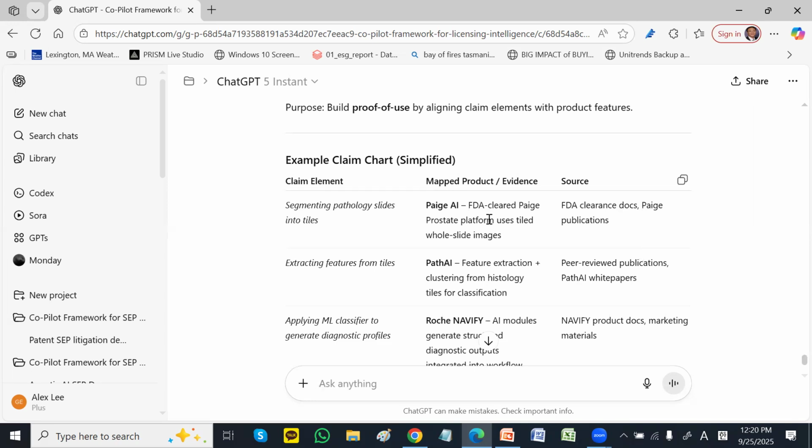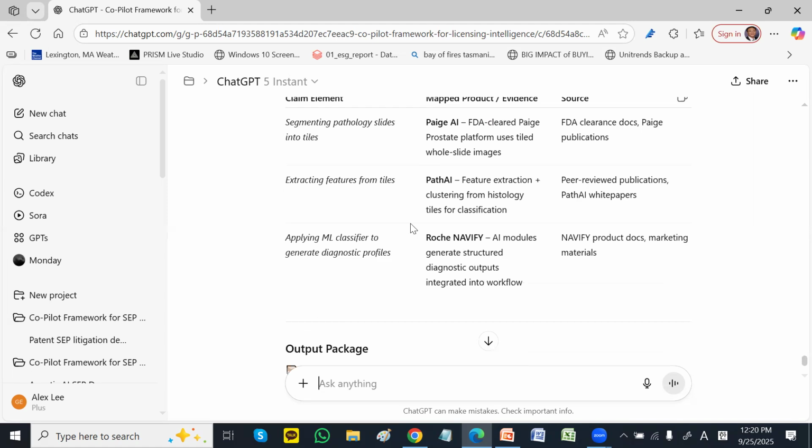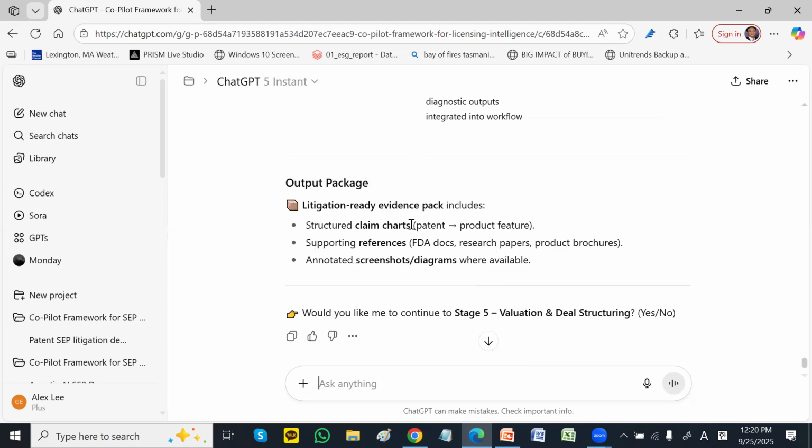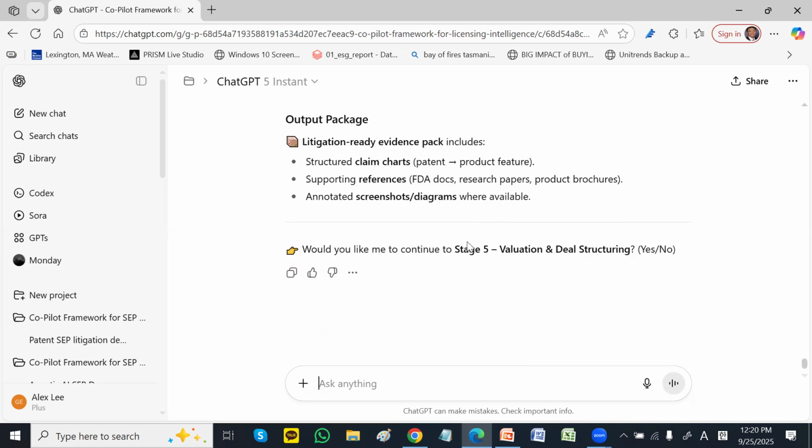So whether it's an existing company with its own product, it tries to find out which product might be within the scope of the claim of the patent you analyzed, and then they give you some insight, right?